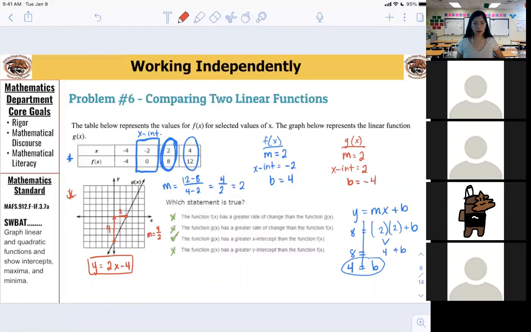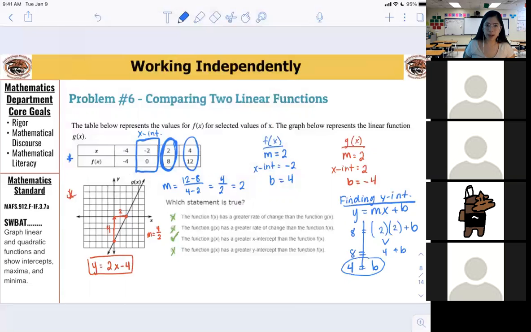Here we needed to compare, again, a table and then a graph. So for the table, we were able to figure out the slope using the formula. We got m equals 2. It also gave us the x-intercept, so that was easy enough for us to have. And then we found the y-intercept by using the slope-intercept formula. We plugged in a point from the table, and then we figured out the value of b, and we got b equals 4.